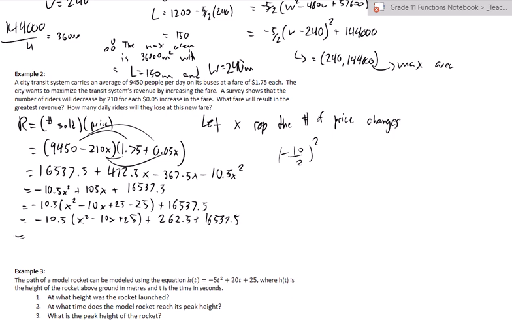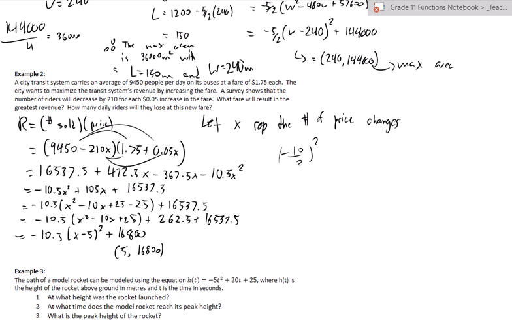And then we're going to factor this bracket here. Remember, it's going to be -5. That's our imaginary number. So -10.5 times (x minus 5) squared. And then we're going to add these, and that gives us 16,800.